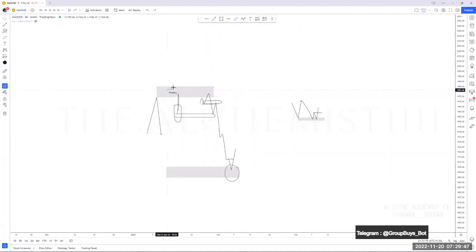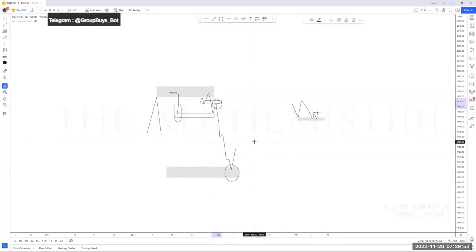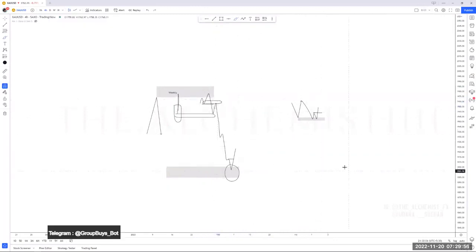Why? Because we got price closing below it, and we have the breakout structure on a lower time frame. So every time it comes up, what are you looking for? Just sells. Sells only.